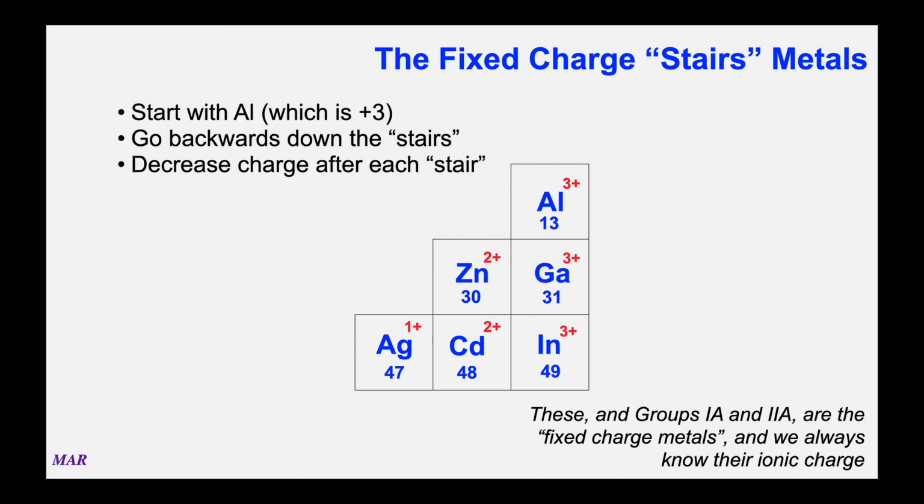Groups 1A are +1, groups 2A are +2, and the stairs are either +1, +2, or +3. Group 3 has boron above aluminum, and below indium you have thallium, Tl, and those are not fixed charge. Those are a little bit more random. But at least for these 6, you can say that you always know their charge. So just realize groups 1A and 2A and these 6 stairs metals have fixed charges, and you always know what they're going to be.